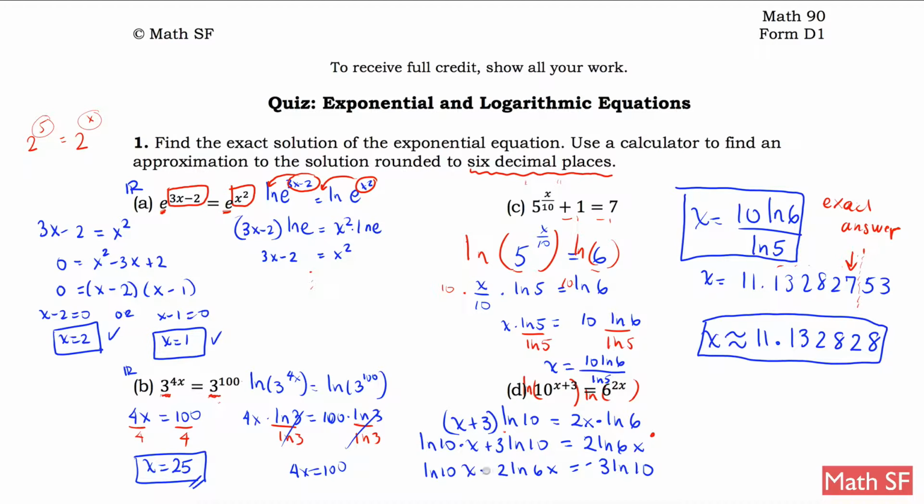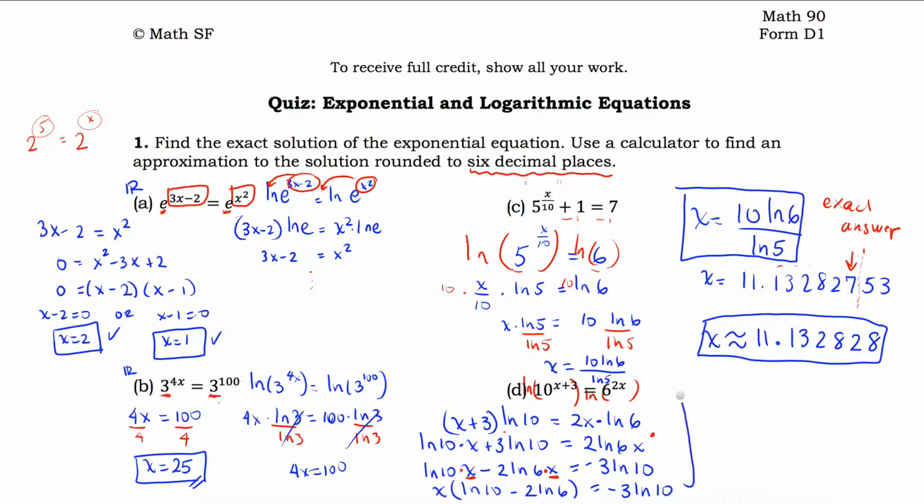So now the reason why we did that is, look, see this part here? They have an x in common now. Remember that the x is multiplying them, all right? It's not ln of 6x or ln of 10x. It's just the x is outside, multiplying. So I'm going to factor that out. And after I factor, I'm going to have x times ln of 10 minus twice ln of 6 equal to negative 3 ln of 10. All right.